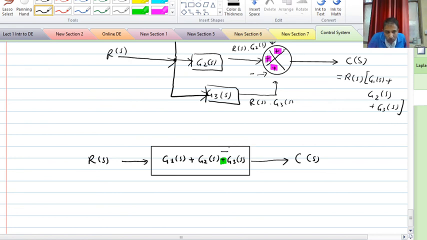Okay, so this is all about block diagram reduction techniques. We will apply our block diagram reduction techniques in the next lecture with an example, to see how we can use these techniques to reduce a big block diagram into a small block.